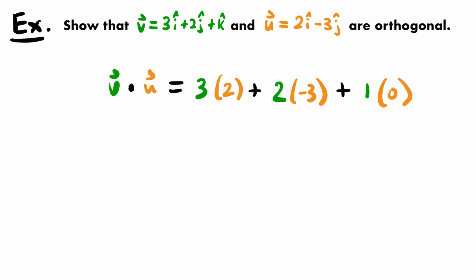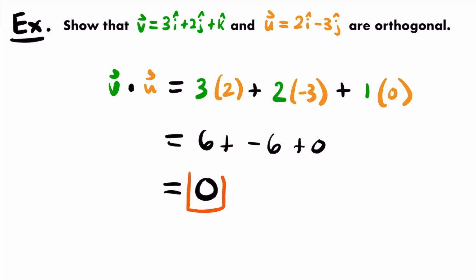3 times 2 is 6. 2 times negative 3 is negative 6. And of course, 1 times 0 is 0. So this is equal to 6 plus negative 6 plus 0. 6 and negative 6 are going to cancel each other out, right? 6 minus 6 is 0. And so we have 0 plus 0, which means that this is equal to 0.